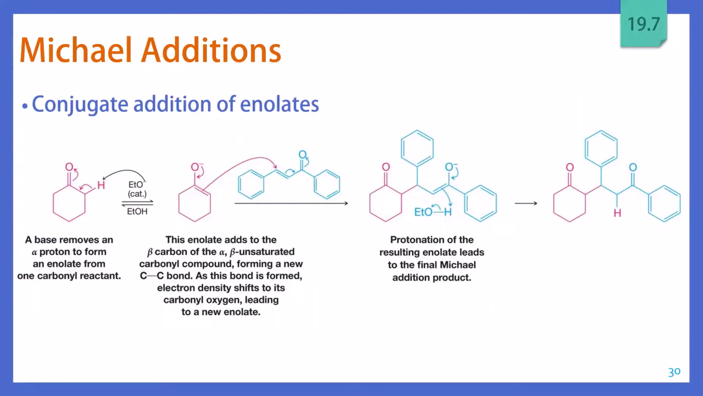This brings us to the Michael addition, which is the conjugate addition of an enolate. So when you add an enolate into a reaction mixture containing an alpha beta unsaturated carbonyl compound, that enolate is going to add to the beta carbon of the alpha beta unsaturated carbonyl, which forms a new carbon-carbon bond. And this is eventually going to tautomerize to the keto form, and this is what's called the Michael addition product.